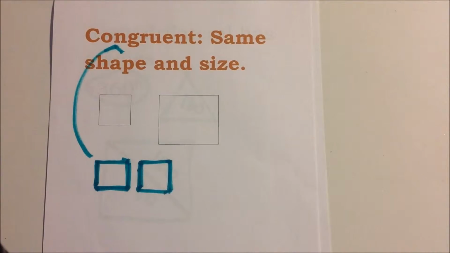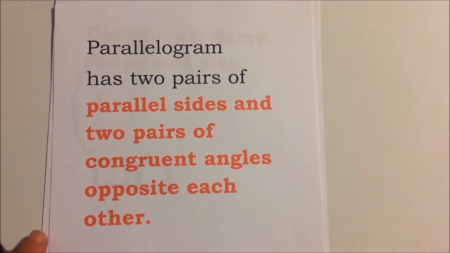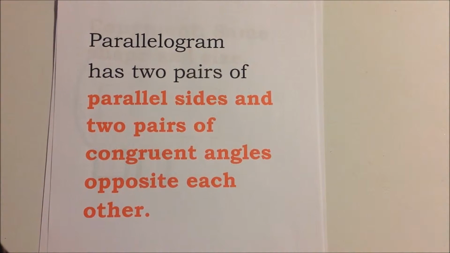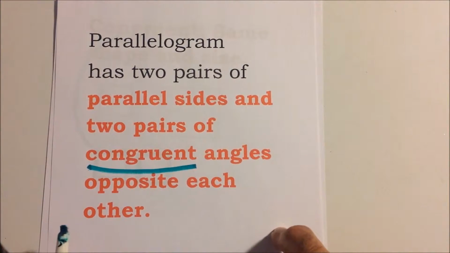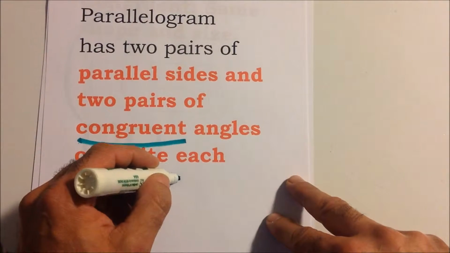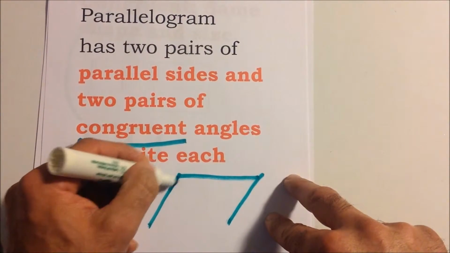So let's go over the types of quadrilaterals. The first one we'll talk about is a parallelogram. And a parallelogram has two pairs of parallel sides and two pairs of congruent, here's that word again, congruent, same shape, same size, angles opposite each other. So what does that mean? A parallelogram basically looks like a slanted rectangle.